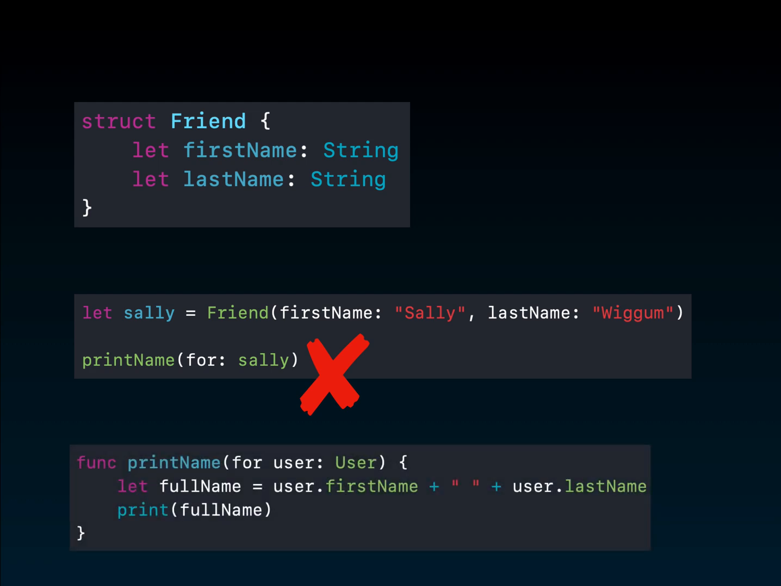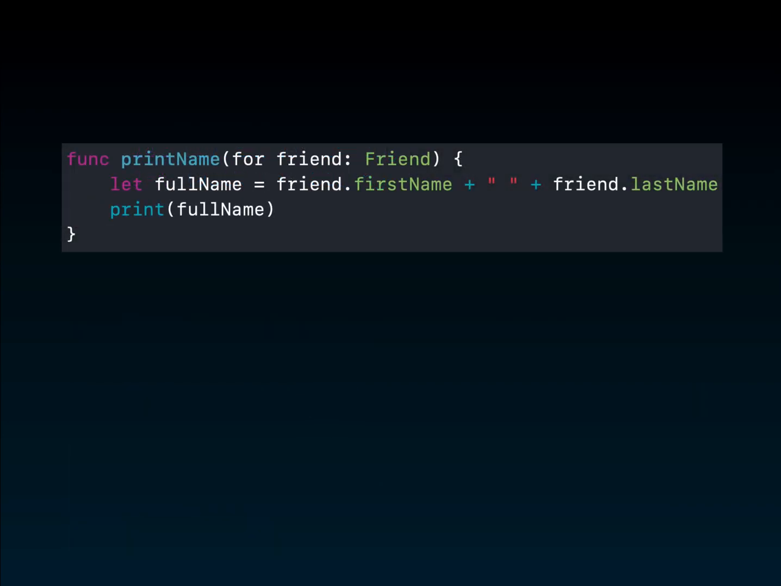And the reason is because that function, print name, only takes in a user. Only takes in a user object, does not take in a friend object, and it can only handle that specific type of user. So what we would have to do is create a whole other function specifically for a friend type.